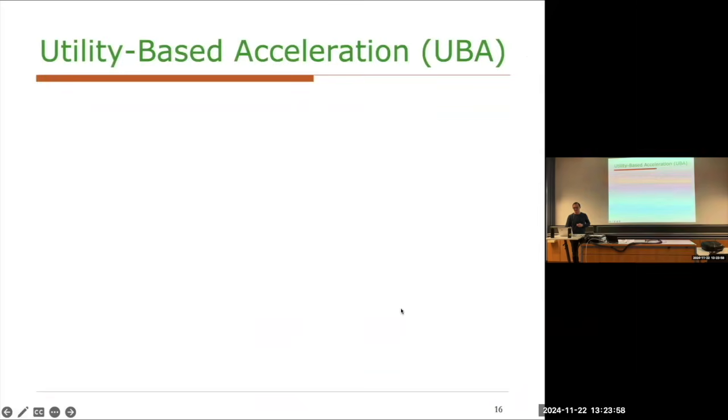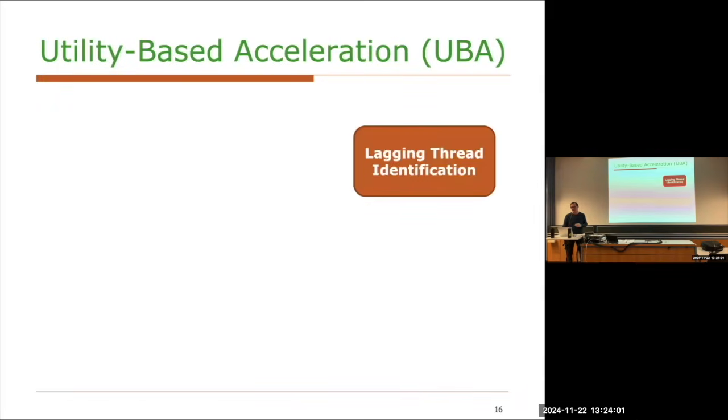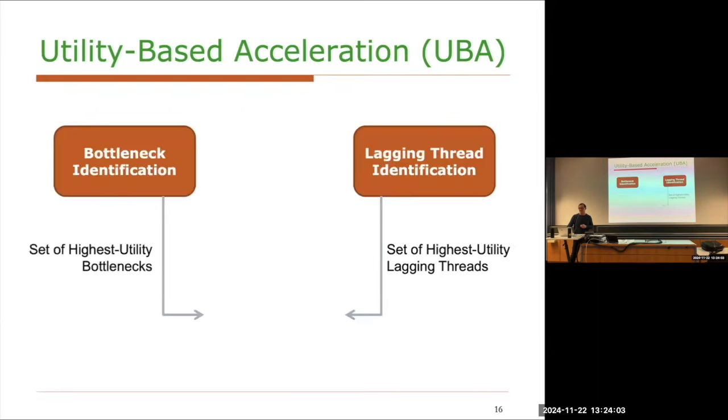And if you do that, basically, there are two things that this paper does. It identifies bottlenecks, and it selects a set of highest utility bottlenecks. It identifies the lagging threads using a different mechanism. Bottleneck identification is done exactly like we did with bottleneck identification and scheduling. Lagging threads adds a little bit more sophistication because you need to really understand how much work is assigned to each thread and how much progress each thread has made based on that amount of work, which may not be completely accurate.